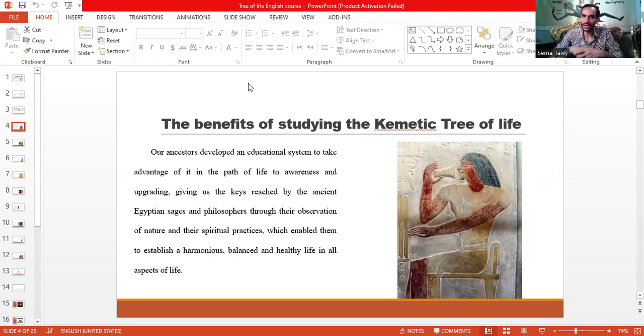If you study deeply and understand each part of the Tree of Life and the path of life in ancient Egypt, what are the benefits? Our ancestors developed an educational system to take advantage of it in the path of life to awareness and upgrading, giving us the keys reached by ancient sages and philosophers. We have in ancient Egypt a lot of sages, a lot of philosophers, a lot of scientists.